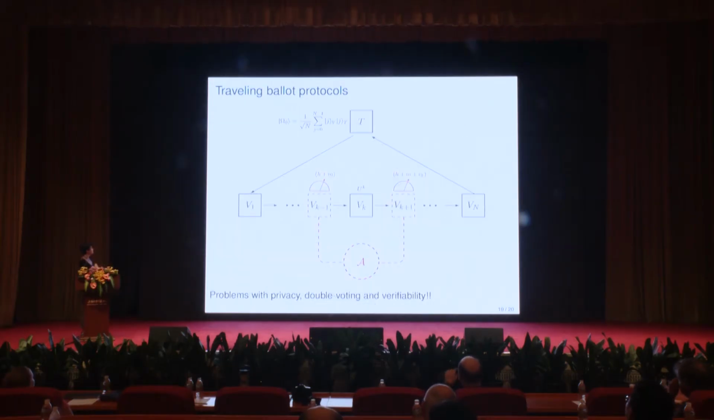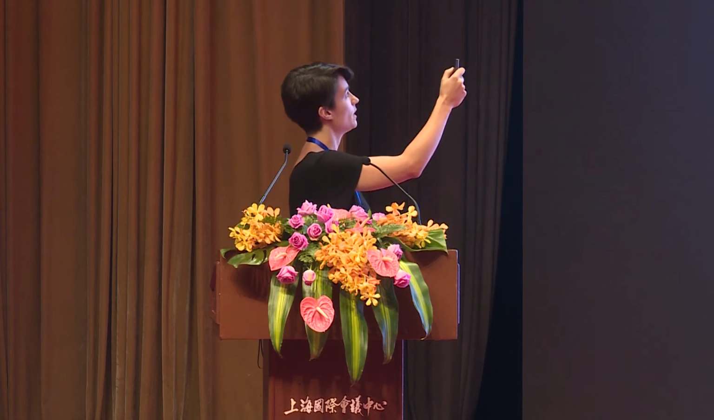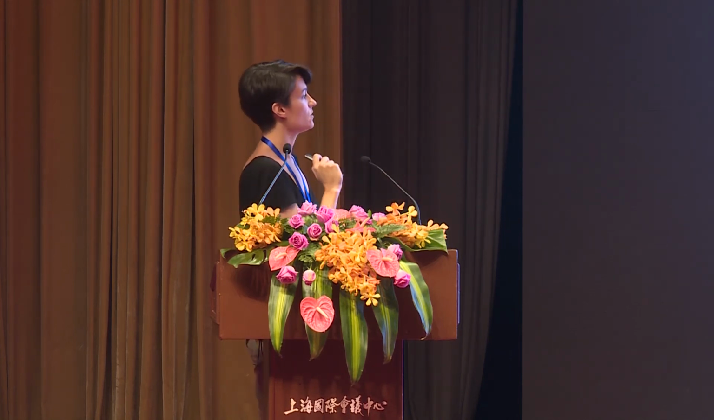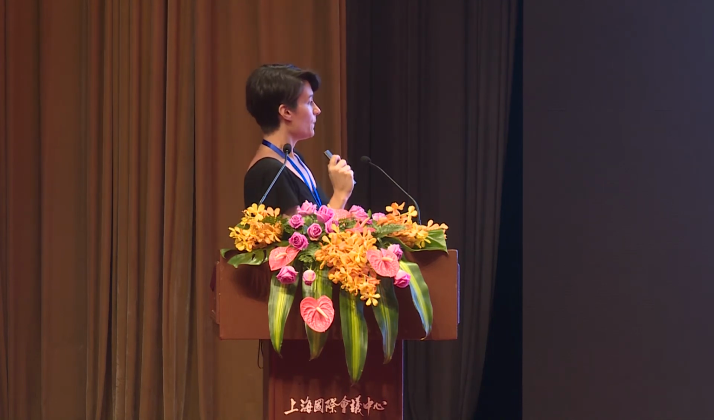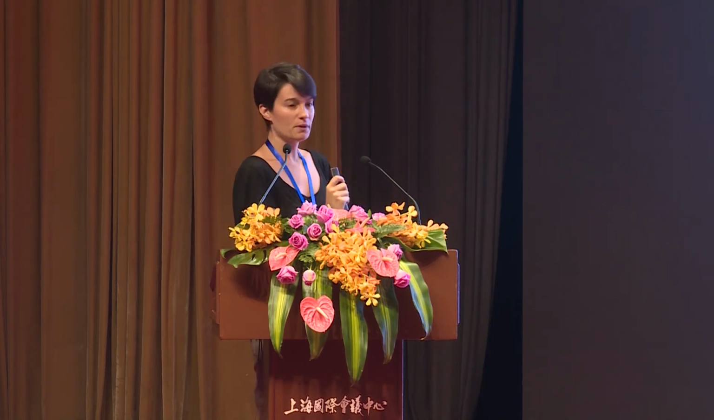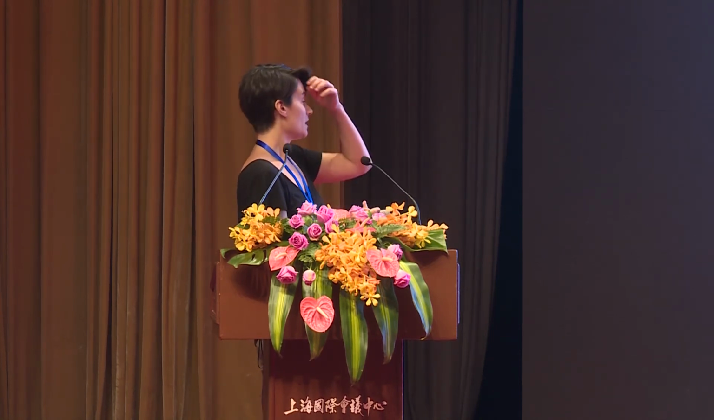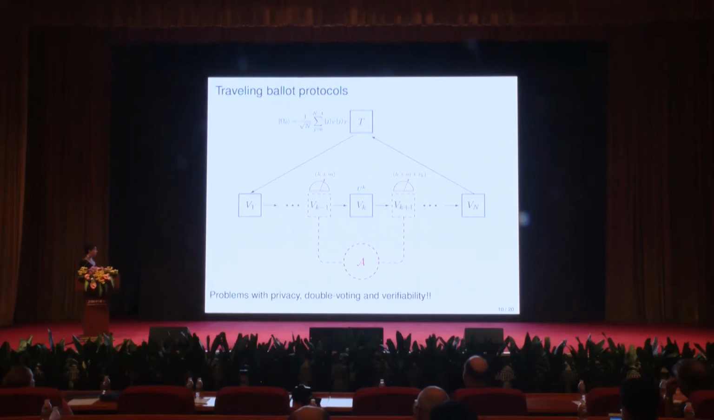This is a schematic diagram of how the traveling ballot protocol works. One qubit goes from the tallyer to the voter and goes around to the last voter and then back to the tallyer. There are a few problems with this type of protocol. First of all, there's no verifiability. There's also a problem with double voting, and this has been acknowledged by the authors of the previous works as well.